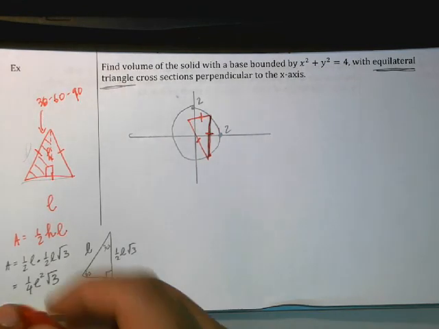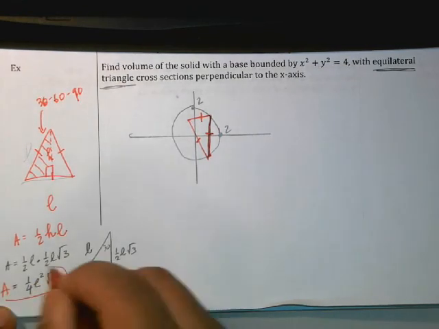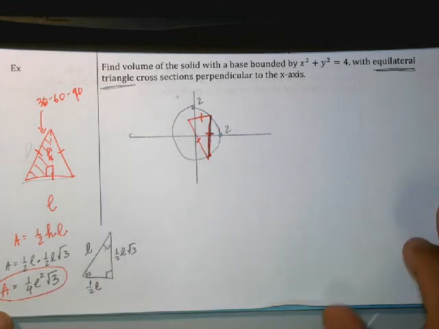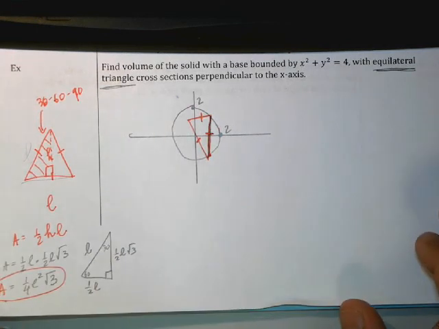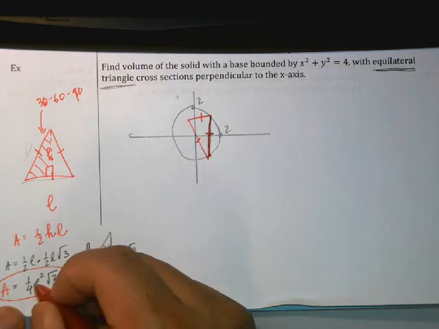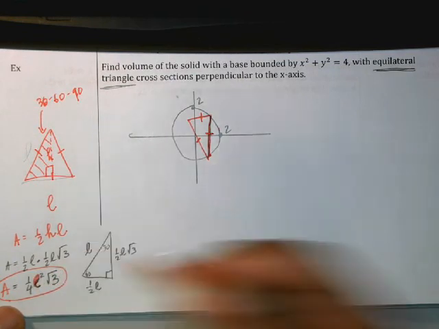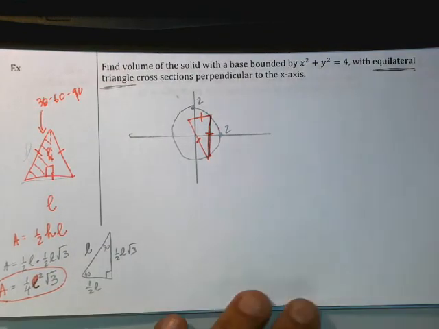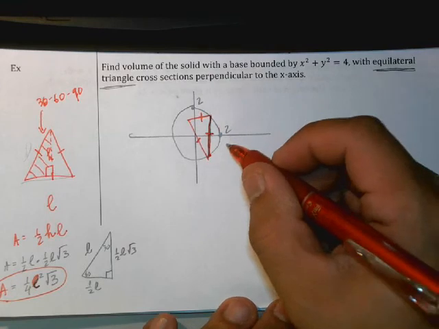Okay, so this is going to be very useful here. The area of an equilateral triangle is going to be this formula here, and this is an L, not an E. Okay? I don't want us to confuse things. Okay, so back to this problem.